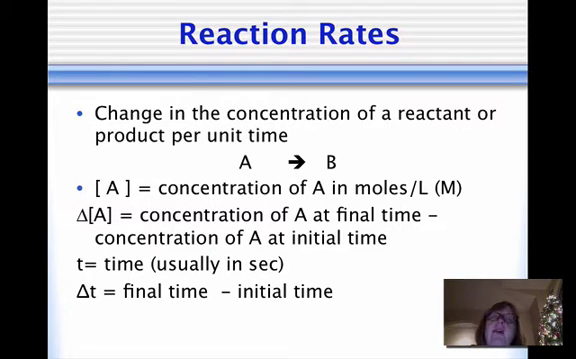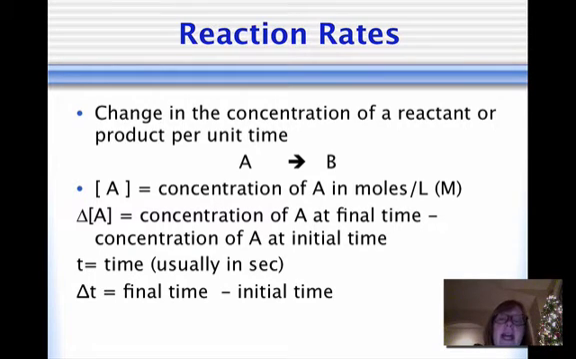So here we've got a reaction. A is our reactant, yields B. Well, when we put A in square brackets, that means the concentration of A in molarity, or moles per liter. Remember, that's a capital M. If we put a delta sign outside of that A in brackets, that delta means the change in the concentration of A.